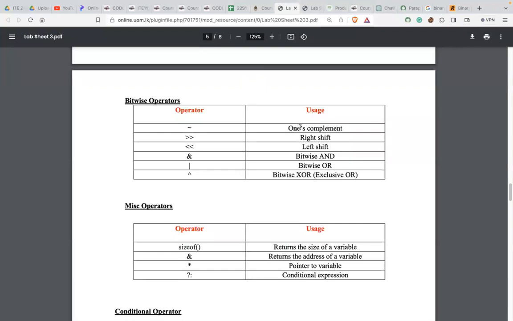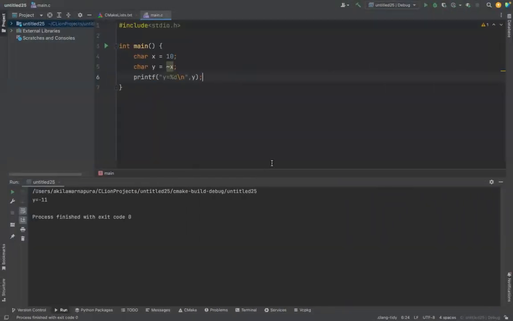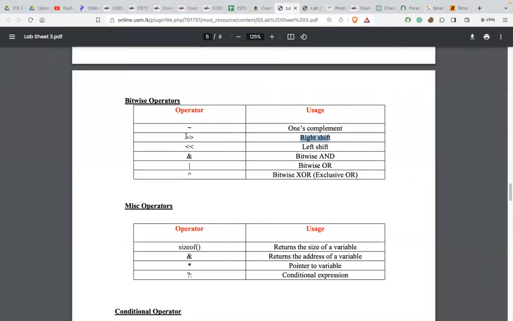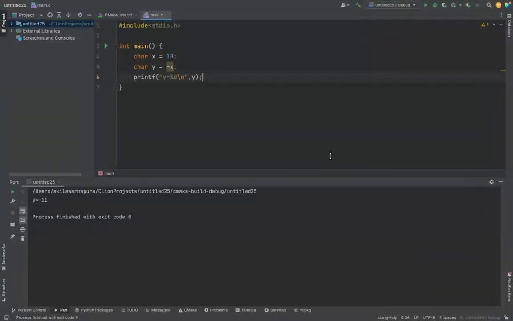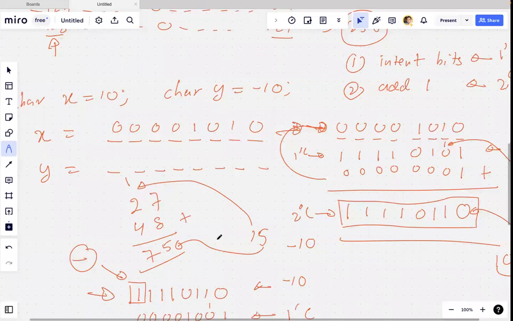Now, I think you guys can understand what it means by ones complement. Now, the next one is the right shift operator. Okay. What does it mean by right shift operator? That means shifting the bits to the right side. We call it the right shift operator. Okay, take this example.